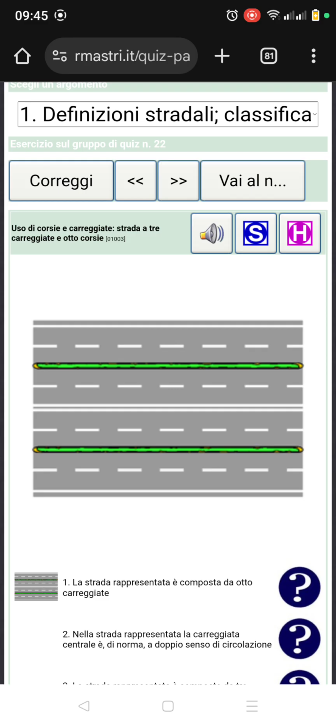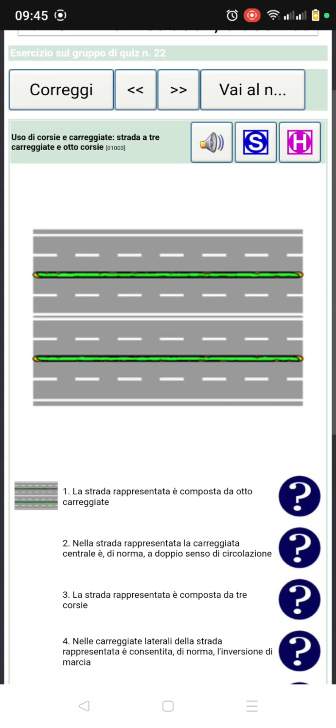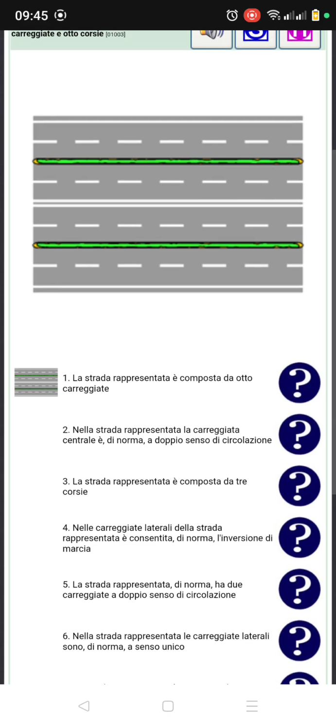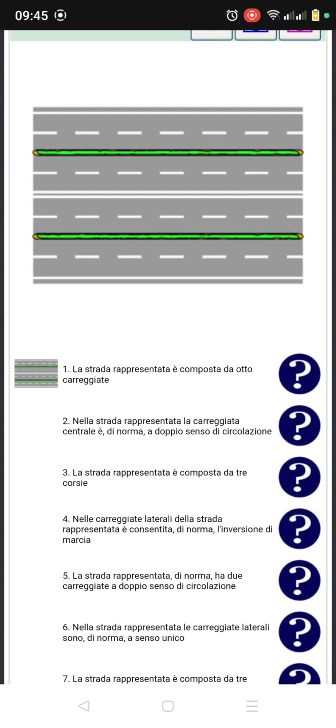Then this one. Uso della carreggiata. Strada a 3 carreggiate e 8 corsie. So how to use the carriageway of 3, 3 carriageways. We have 3 carriageways here because there is a green thing which is part of the traffic, and we have 8 lanes in this very road, 8 lanes. So how can we know that this very road now has 3 carreggiate?